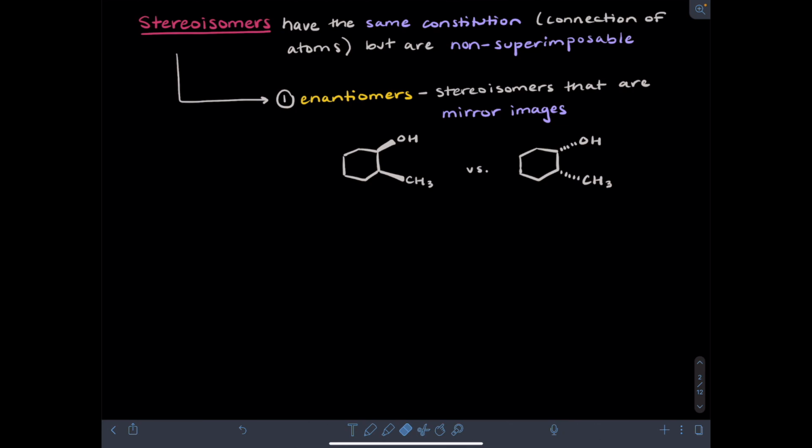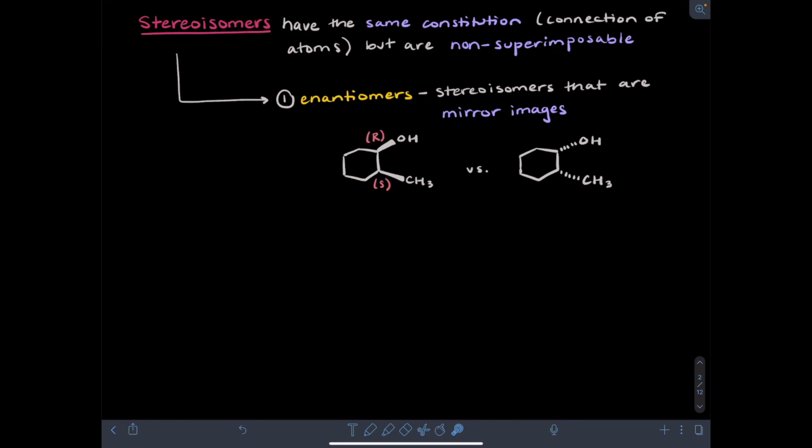Here is an example of a pair of enantiomers. Both contain 6-membered rings, on which you have an OH group and a CH3 group on neighboring carbons. In one structure, I have a wedged OH group and a wedged CH3 group, and in this other molecule, I have a dashed OH group and a dashed CH3 group.